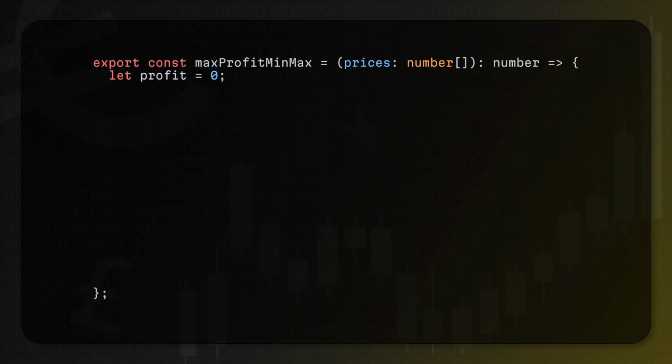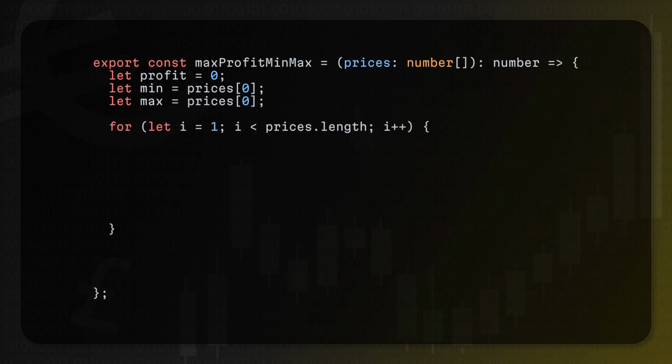And now let's implement this. First of all, we create a variable called profit where we'll store the total profit we make. Then we define two more variables, min and max, and initialize them with the first price in the array. Next, we start a loop from the second element and go through the rest of the array.